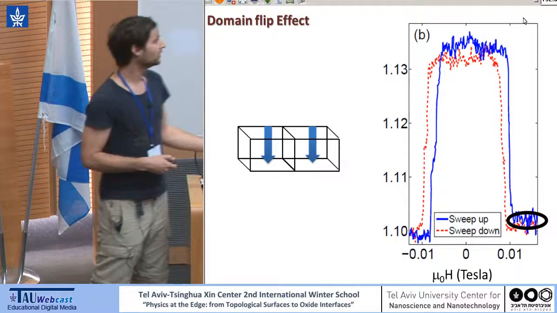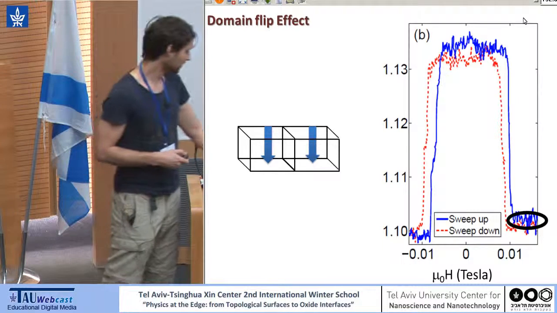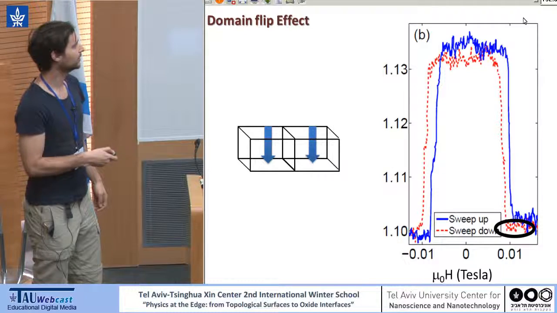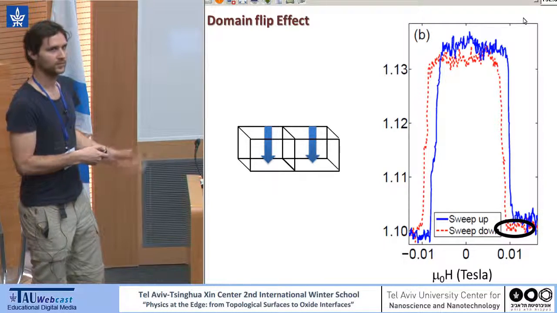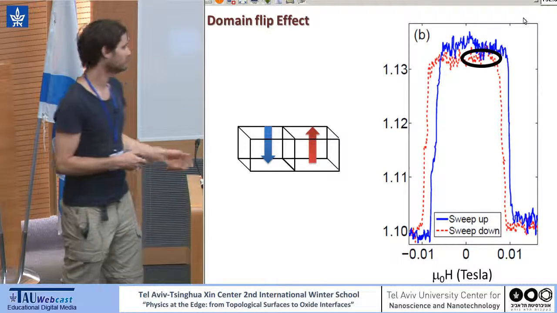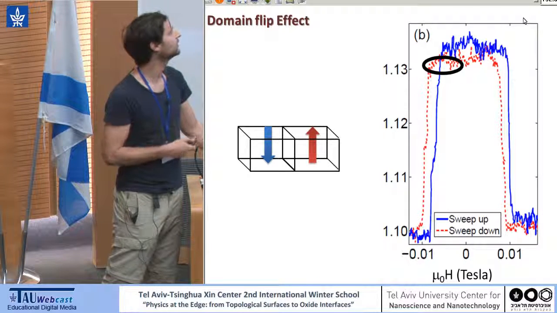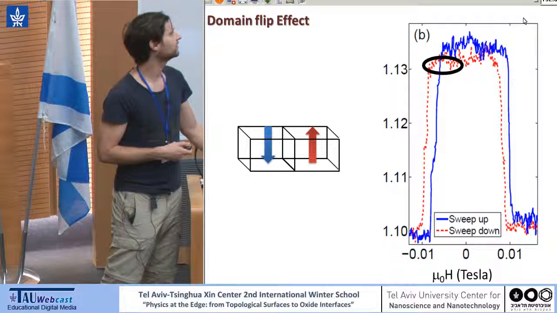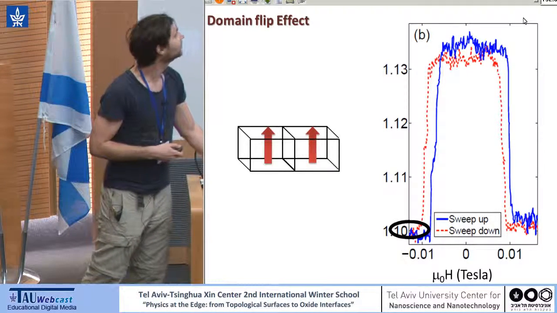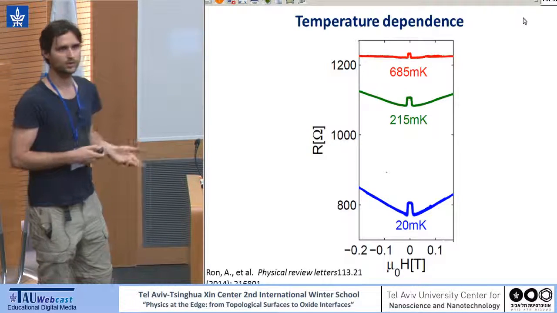We keep on sweeping the field. Both spins align with the field, and we get the low resistance state. Then we start sweeping back, and at a different value of the magnetic field, this is our hysteresis, we get the flip again, going back to the high resistance state. Once again, when we cross zero, this high resistance state remains, and then back to the low resistance state. What can we learn from that?